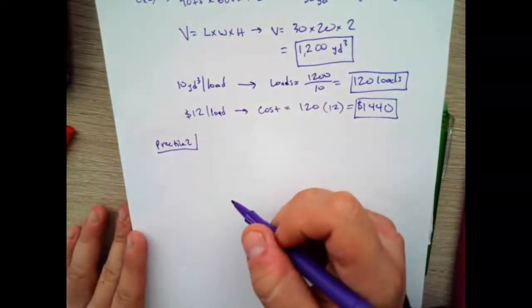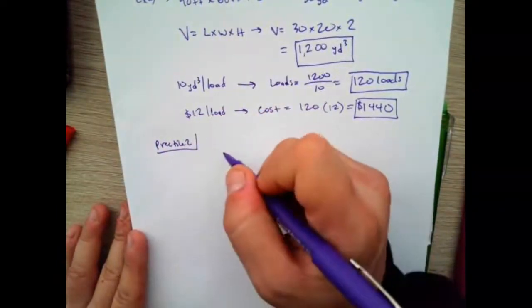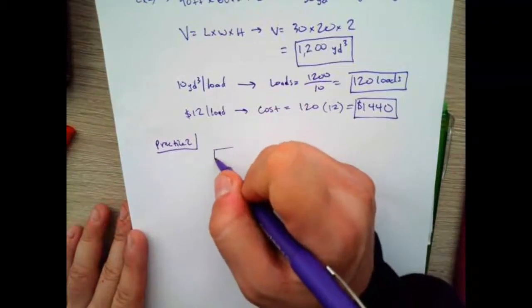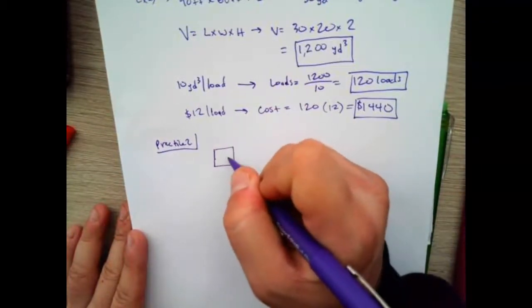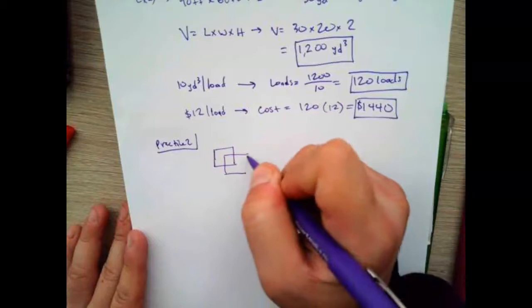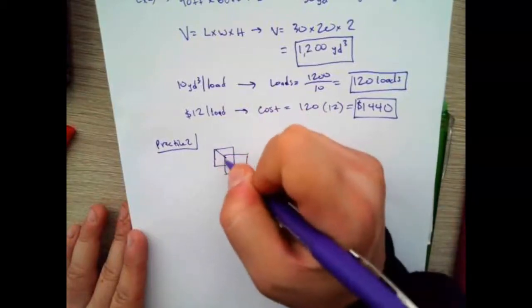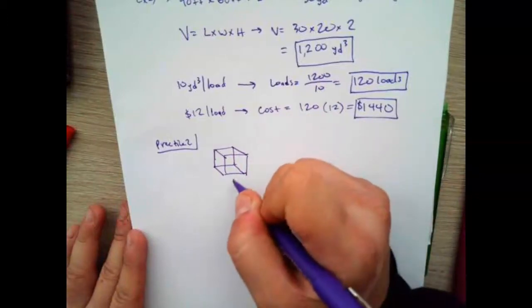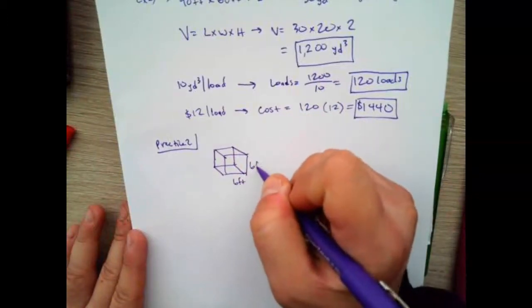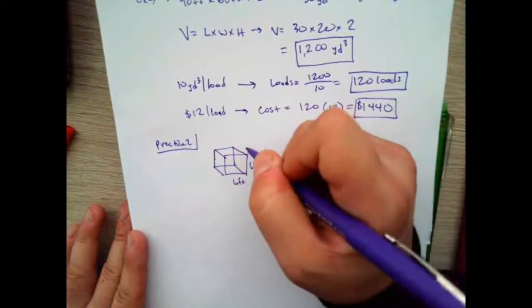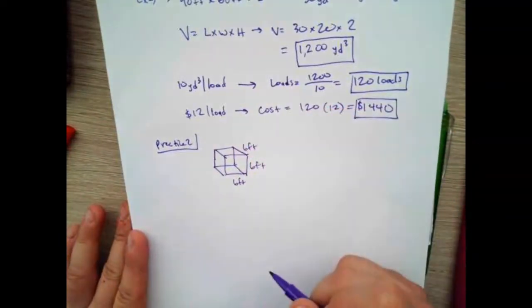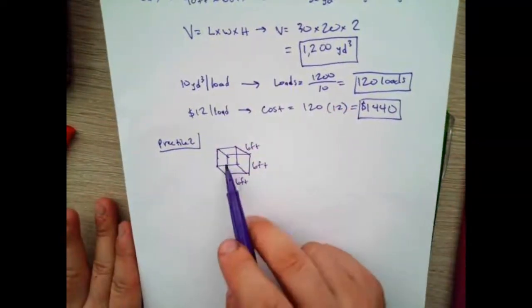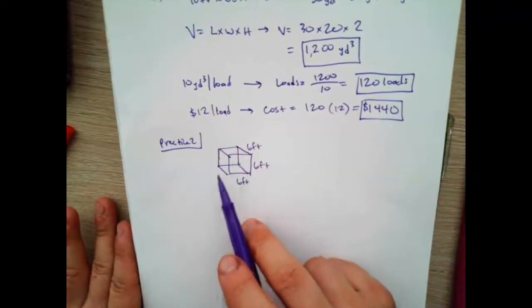The next problem in the notes is really simple. It says there's a cube. Try to draw a cube here. There's a cube whose edge lengths are 6 feet. So remember, a cube implies that it's all squares. All the faces are squares.